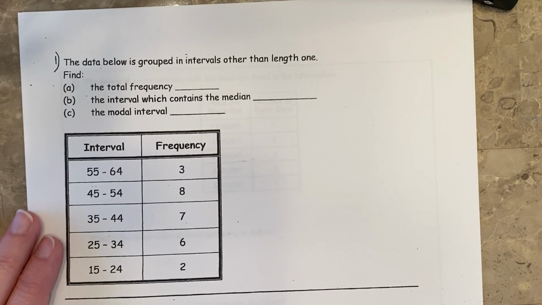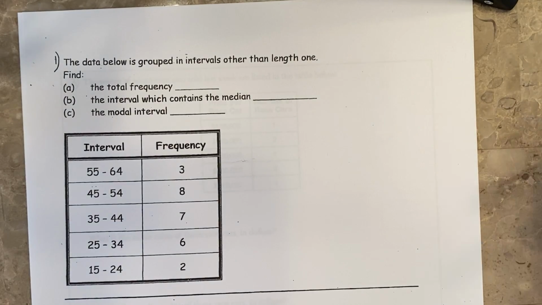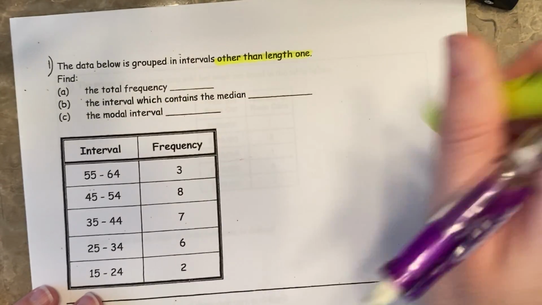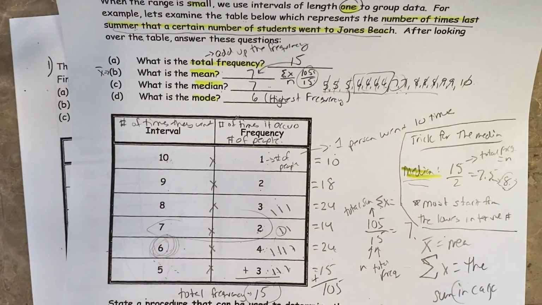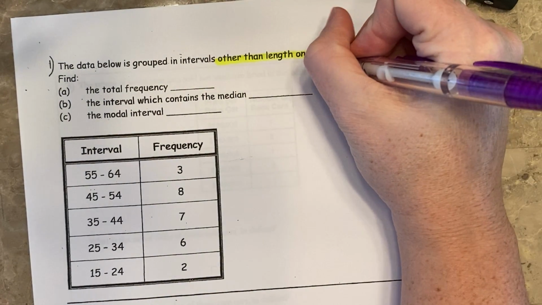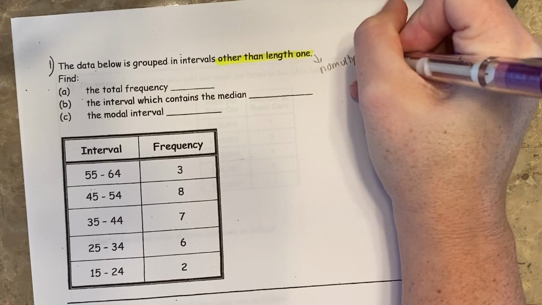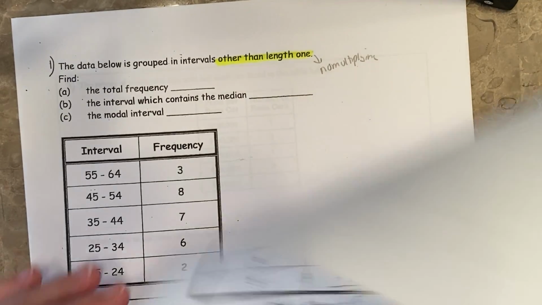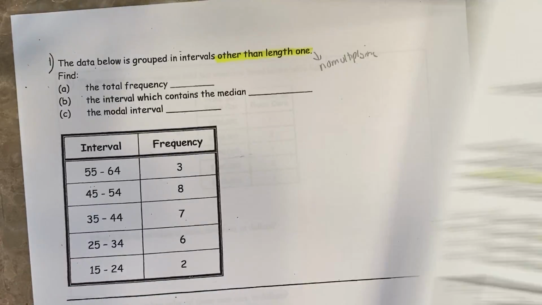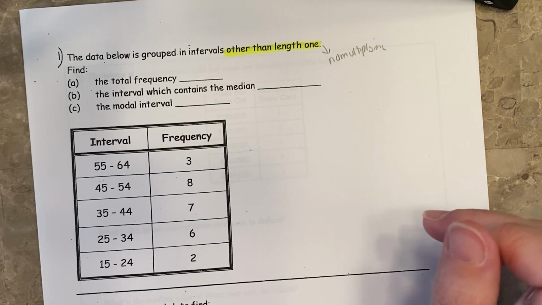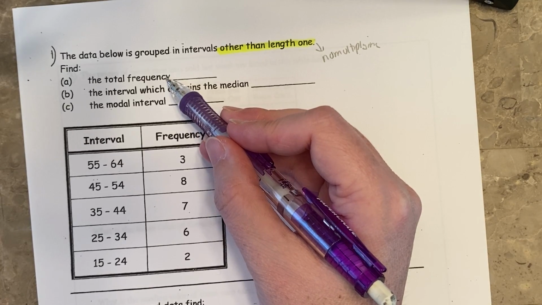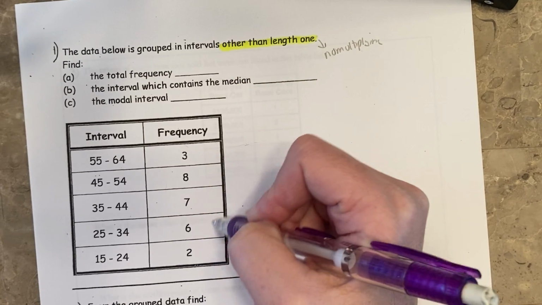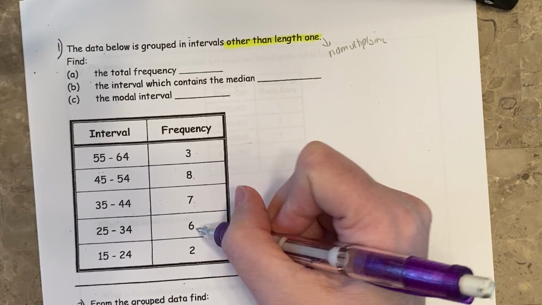All right, next page. The data below is grouped into intervals other than length 1. So here's where a lot of these shortcuts from the previous page are kind of thrown out the window. So there is no multiplying for this one. Okay, you cannot do this shortcut way. That's okay. They usually don't ask you that many questions about this anyway. All right, so what is the total frequency? So again, our shortcut for total frequency is to just add up all the frequencies. So 3 plus 8 plus 7 plus 6 plus 2.